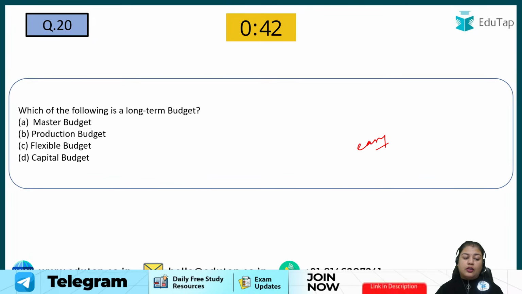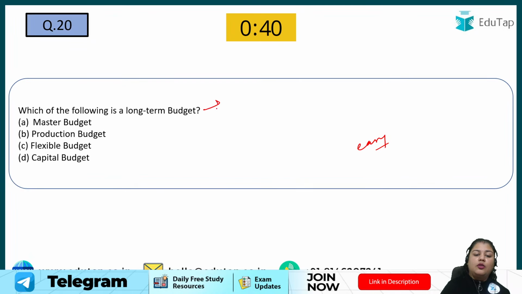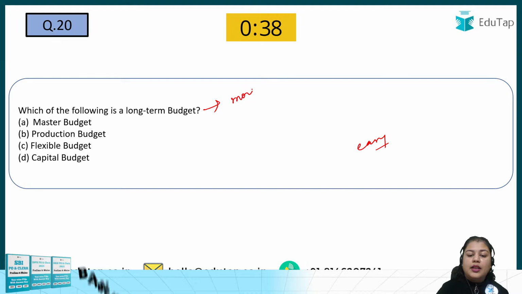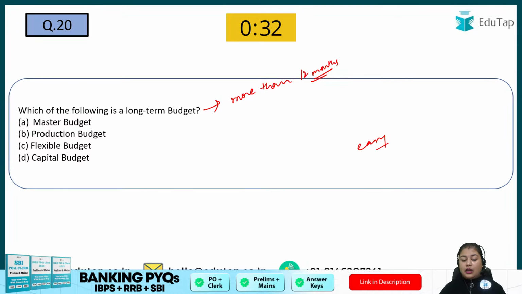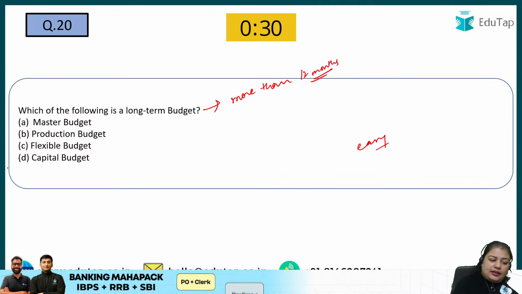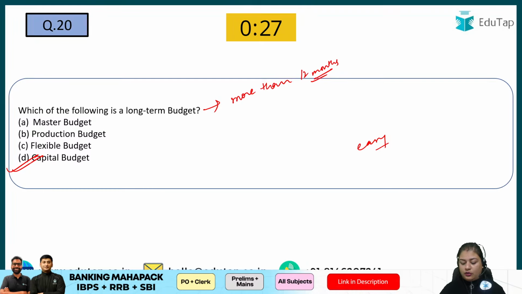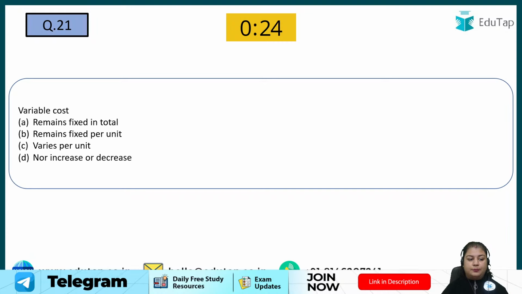Whenever we are talking about a long-term budget, we are talking about all those budgets which are more than 12 months, and you can say more than 1 year. So which budget is more than 12 months? Yes, that is the capital budget. Very good, very easy question. Let us move ahead. So the answer is capital budget.